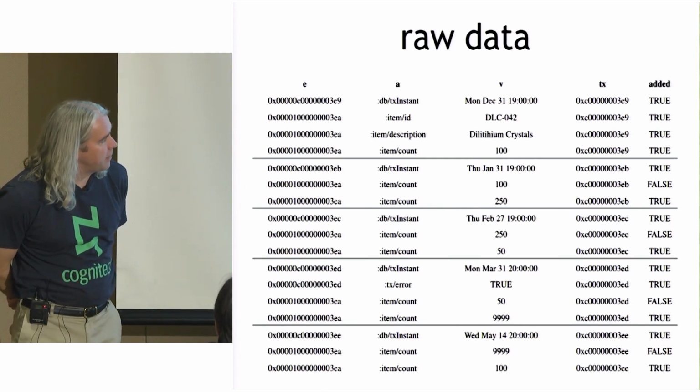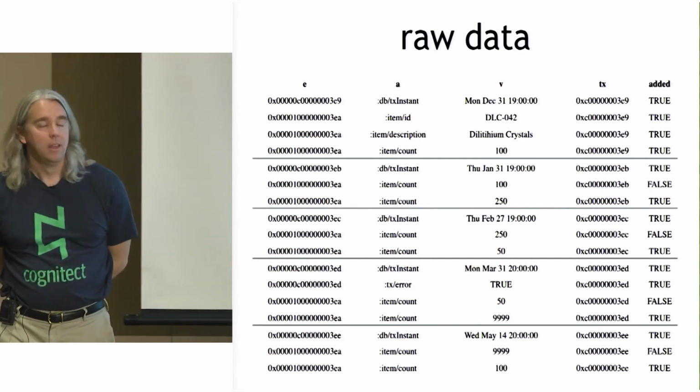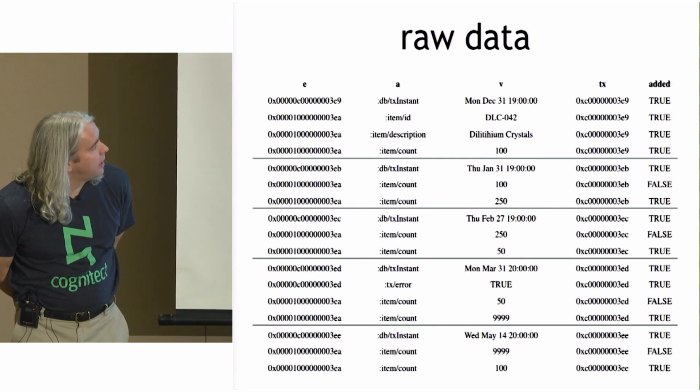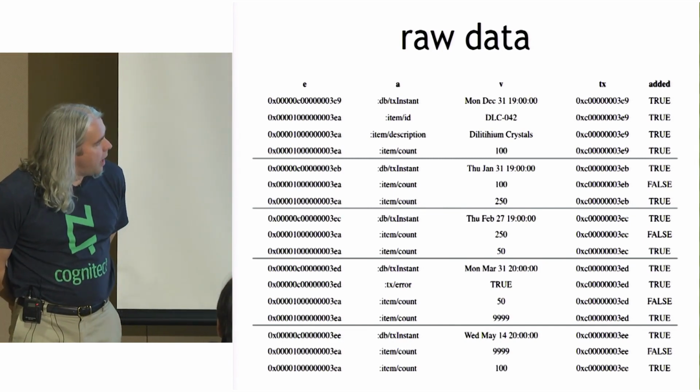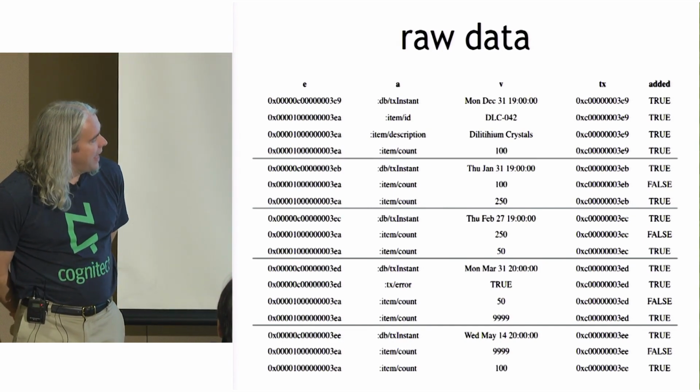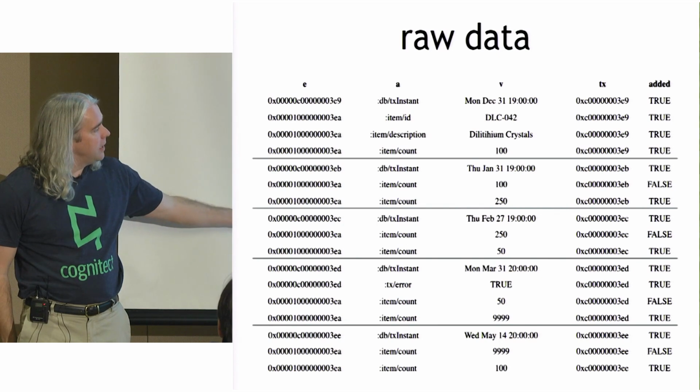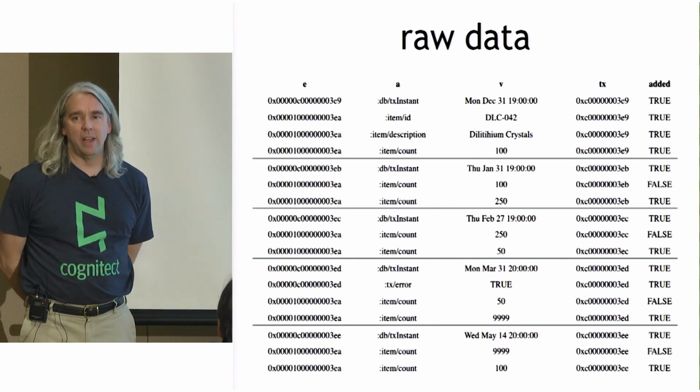Let somebody else tell me. Retracts 250 and sets it to 50. The fourth transaction retracts 50 and sets the count to 9,999.